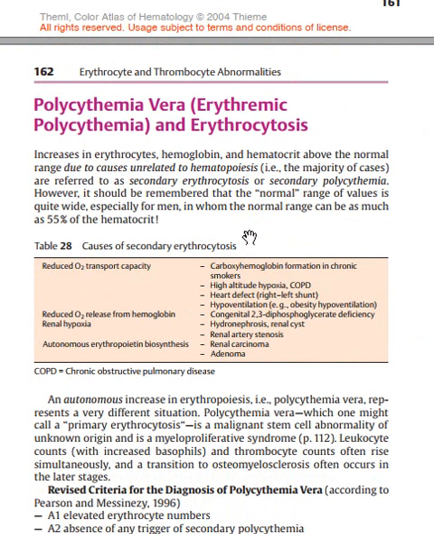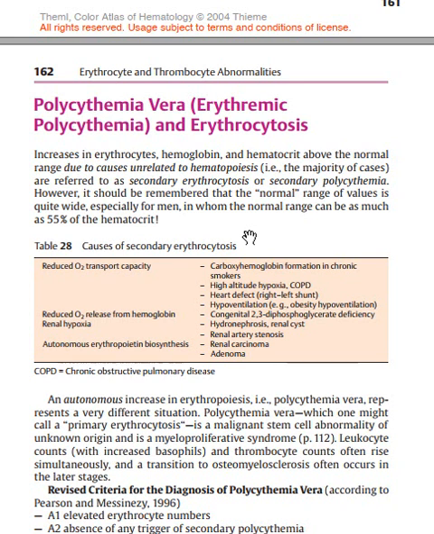Now the next disease under erythrocytic disease is going to be polycythemia vera, which is called erythremic polycythemia and erythrocytosis. So this is an increased number of erythrocytes, hemoglobin and hematocrit above the normal range due to causes unrelated to hematopoiesis. Is it clear?